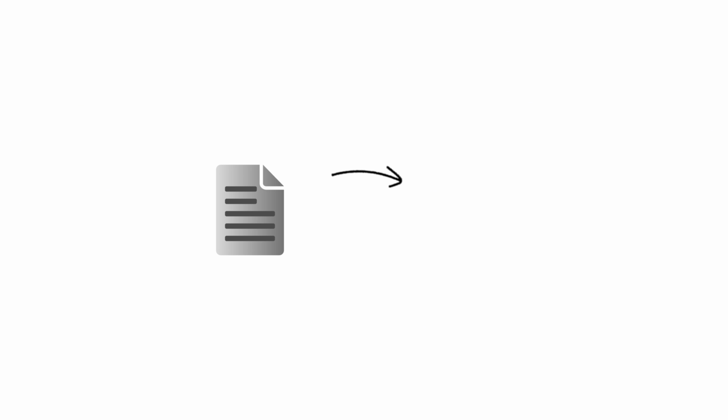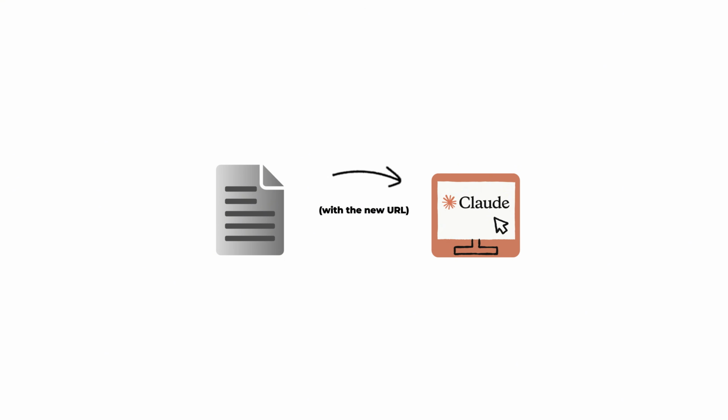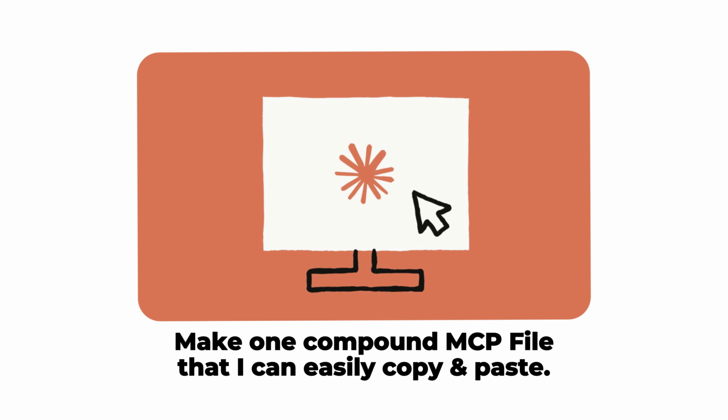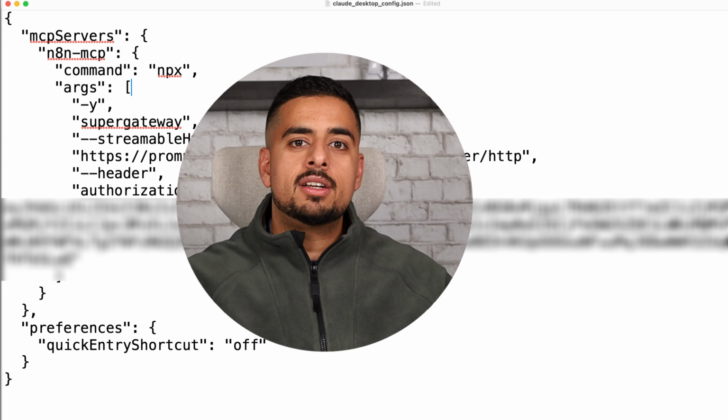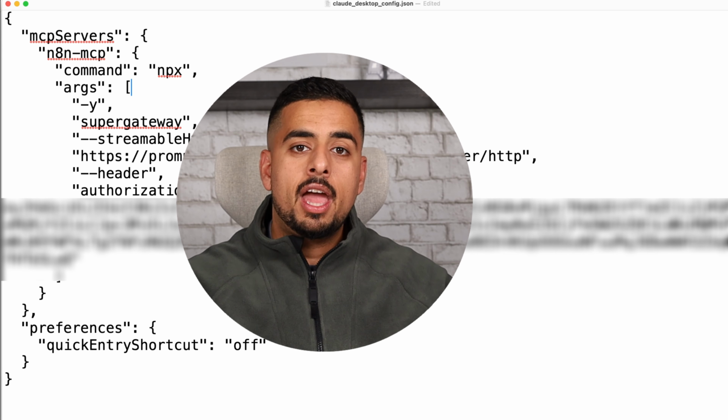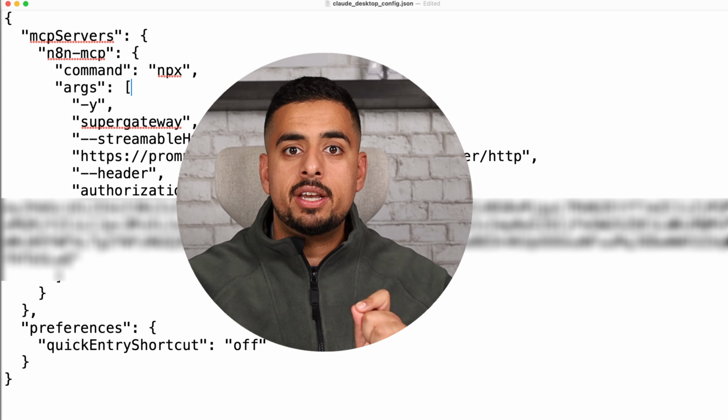In case you had other MCP servers, what I would do is take your existing file and put it into something like Claude with the new URL you've copied over from n8n, and then tell it to make one compound MCP file that I can easily copy paste. Once you put that together, save the file, exit completely, and exit Claude Desktop, and when you log in, you should see the brand new MCP server.